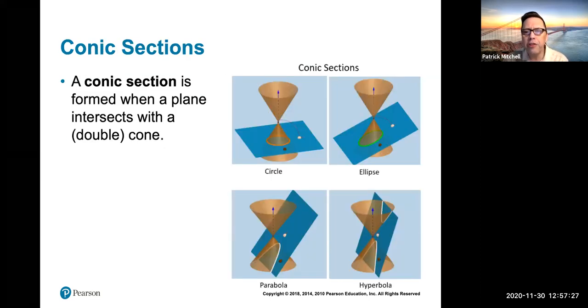I wanted to start by showing you what we mean when we talk about conic sections. A conic section is formed when a plane intersects with a cone, which in three-dimensional analytic geometry usually means a double cone like the one you see here. We've already talked about circles. In this section, we're going to talk about ellipses, which are basically ovals. And in the next two sections of chapter 9, we'll talk about parabolas and hyperbolas.